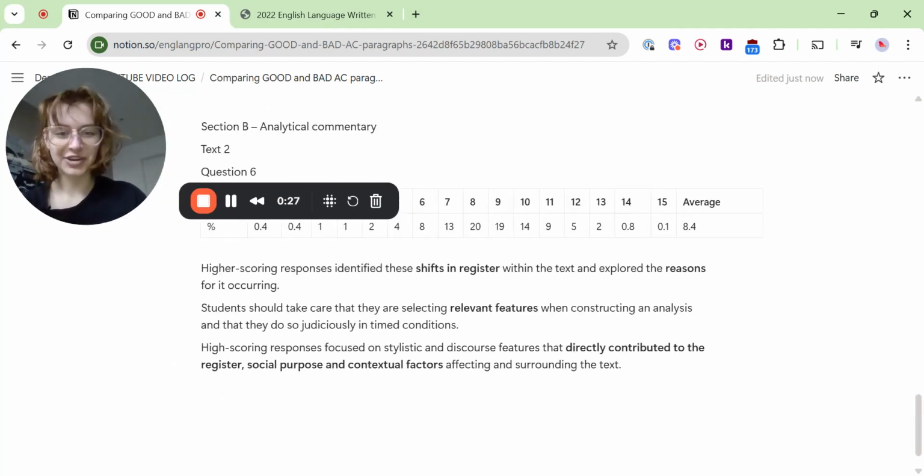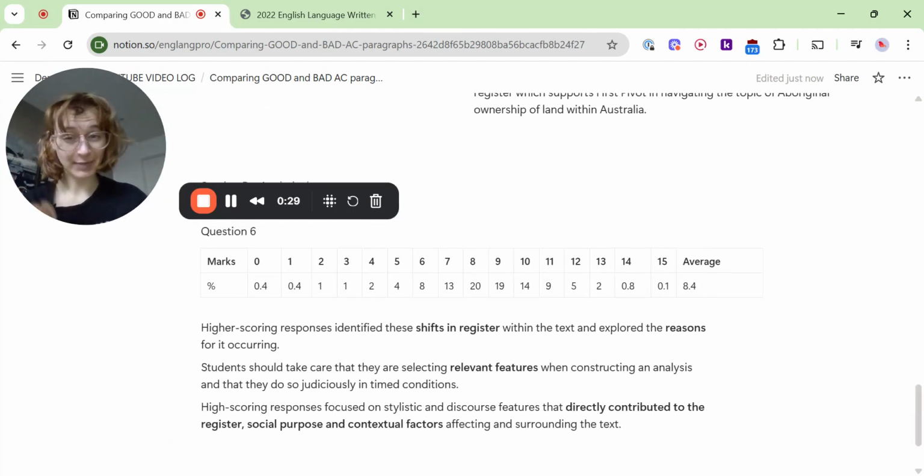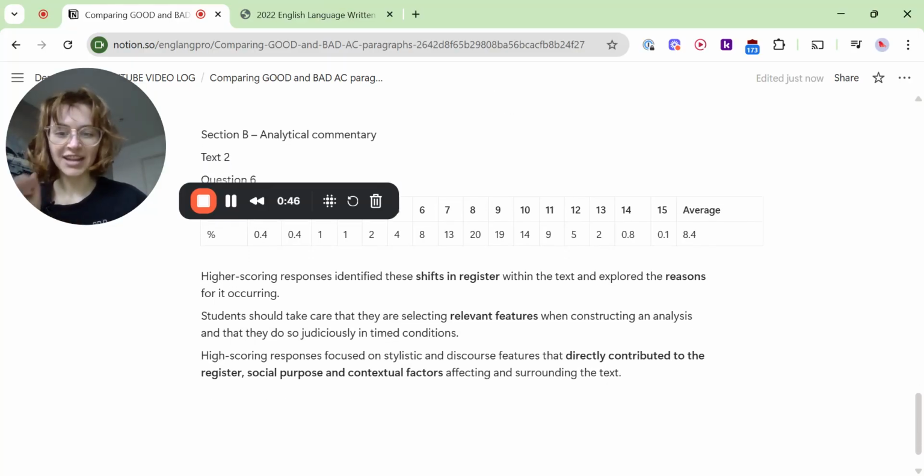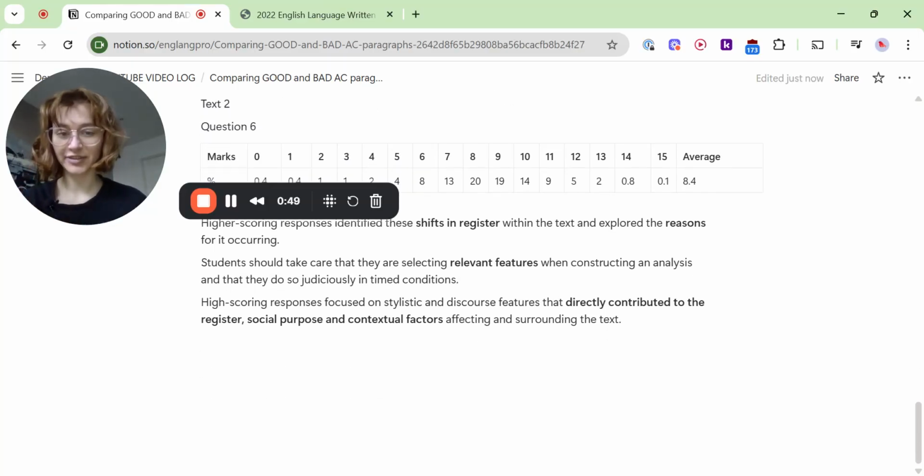And we'll just quickly go to the bottom and talk about the actual feedback that they gave in the examiner's report. Higher scoring responses identified these shifts in registers that I talked about at the start and explored the reasons why they occurred. They should take care that they are selecting relevant features. So again, always talk about the most salient features, and high-scoring responses focused on stylistic and discourse features that directly contributed to the register, social purpose, and contextual factors affecting and surrounding the text.